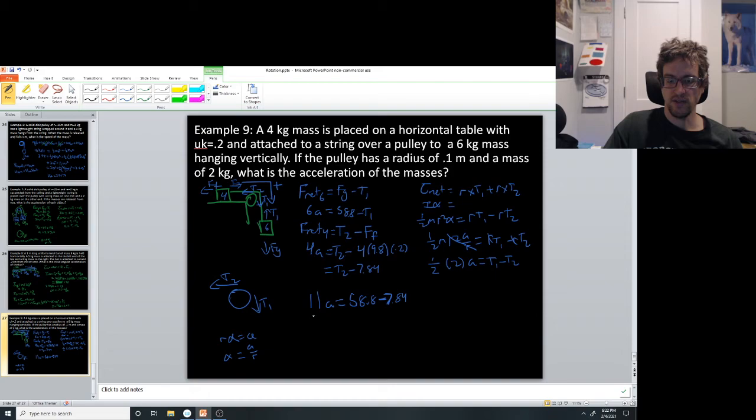And that's going to lead me to 11A equals... actually I didn't even answer, I didn't even get that next part there. So that gets us to A equals 4.63 meters per second squared.